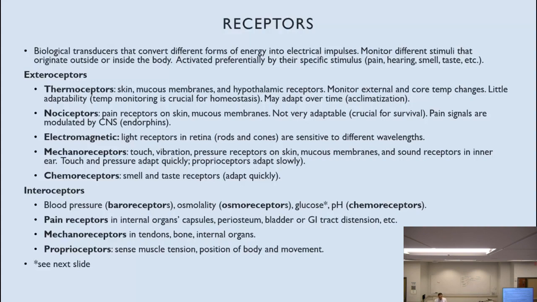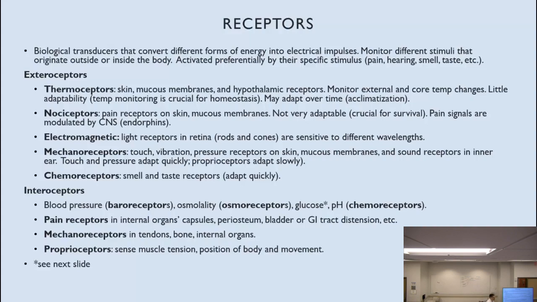But the thermoreceptors don't. Okay, try to keep your hand in hot water to see if they adapt or not. Or in cold water. They won't. Because temperature is something that is crucial. That says homeostasis, but I would say for survival, more than homeostasis. Okay. Then we have the nociceptors.